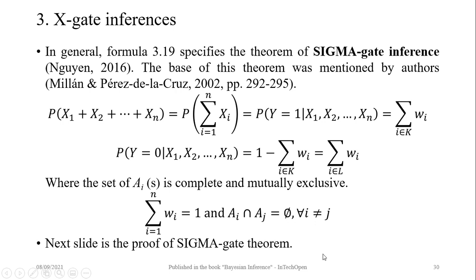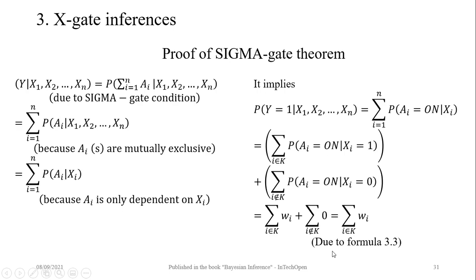The next slide is the proof of the sigma gate theorem. Here is the sigma gate condition. Equal here because the Ai are mutually exclusive. Equal to here because Ai is only dependent on Si. It implies the result, due to equation 3.3.